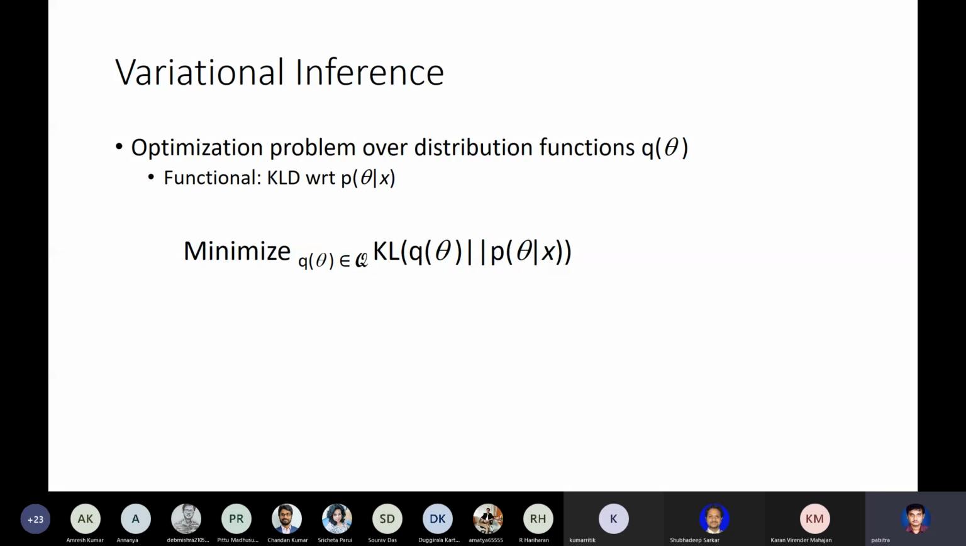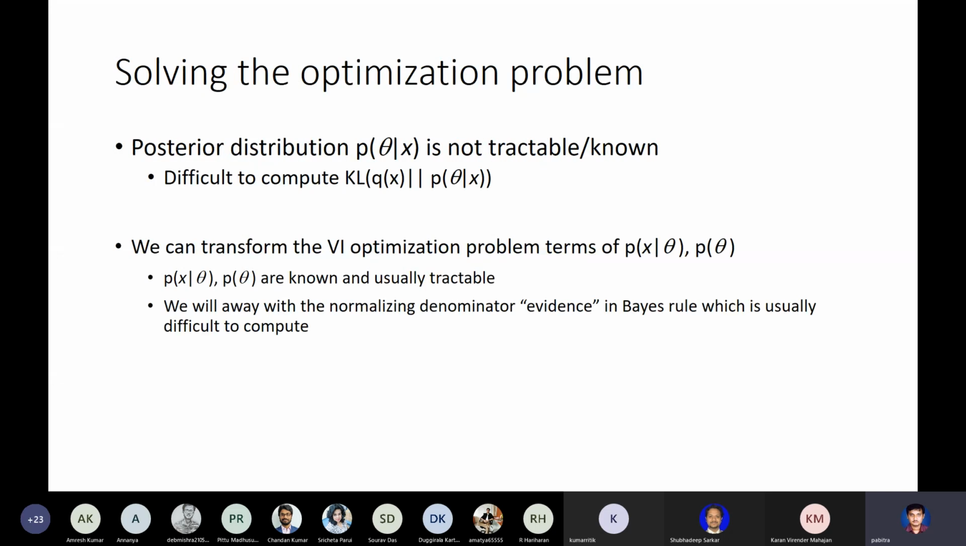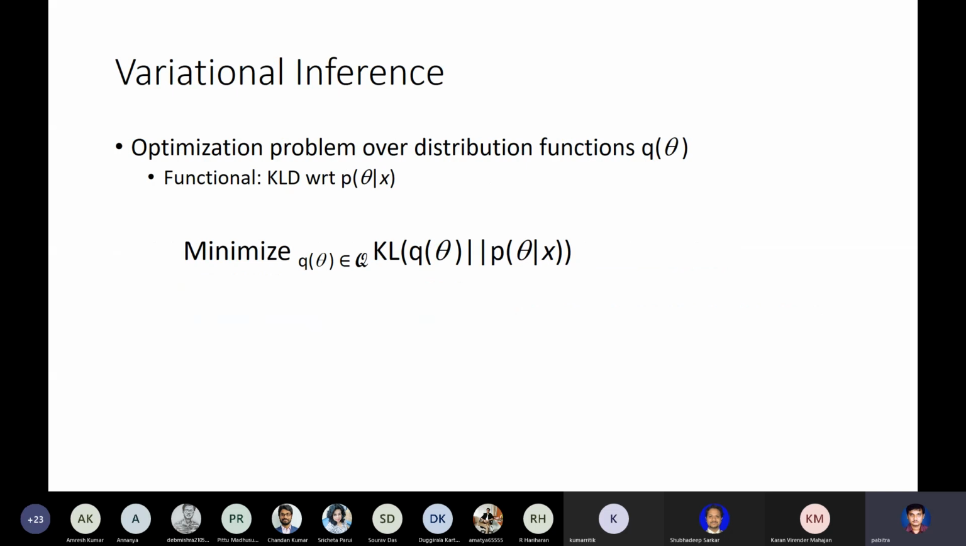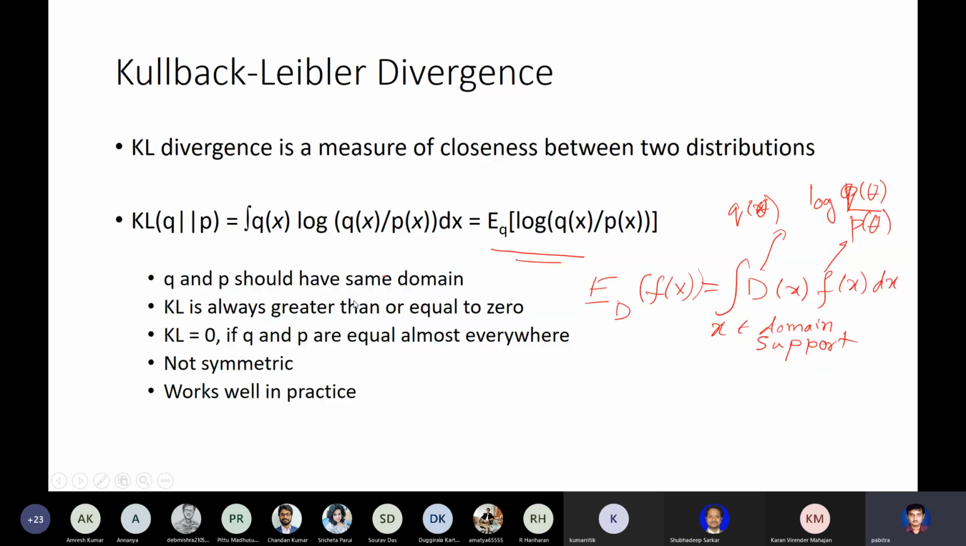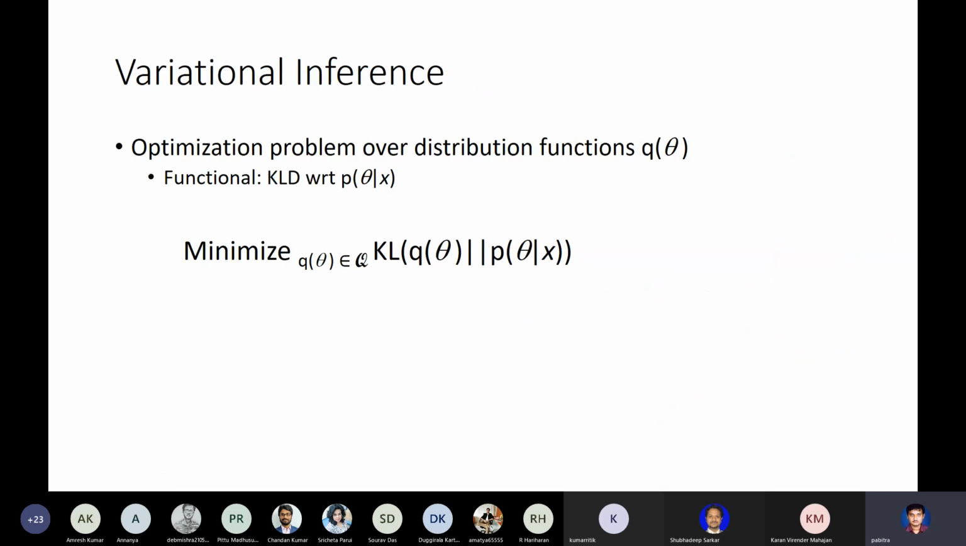Okay, but it's a bit difficult to solve this optimization problem per se, because we say that we minimize this distance, but this p theta given x, we have said before that it is intractable. It's difficult to compute. So we don't know what p theta given x is. How do you compute the KL divergence between q and p? How do you do that?